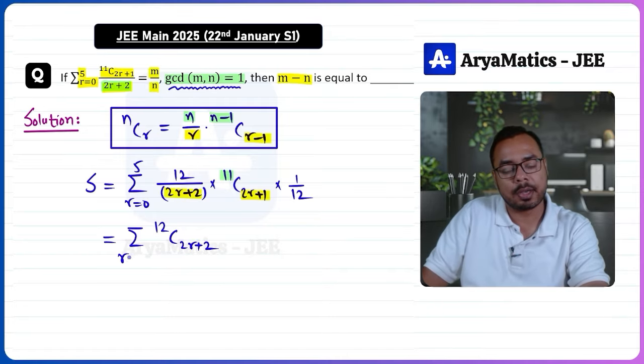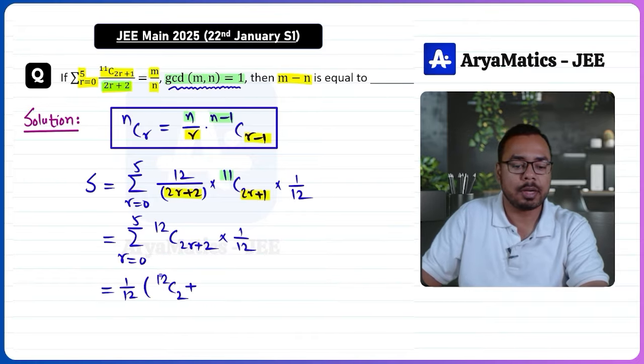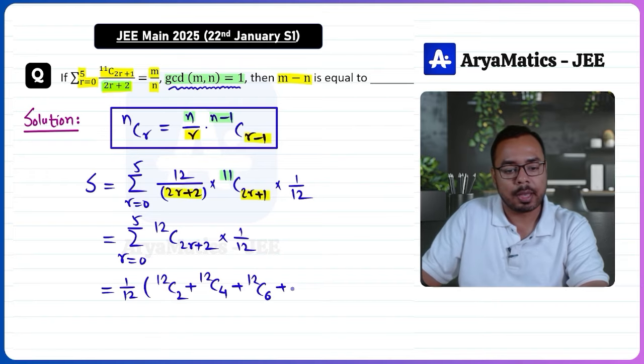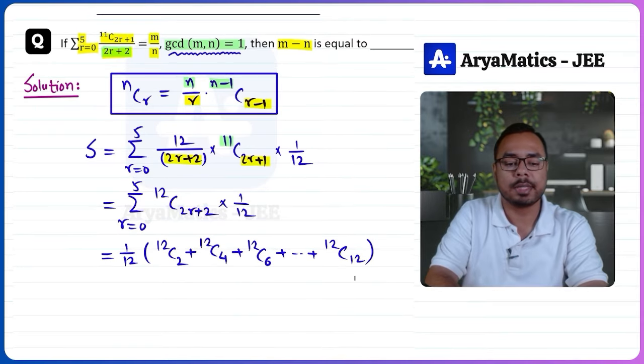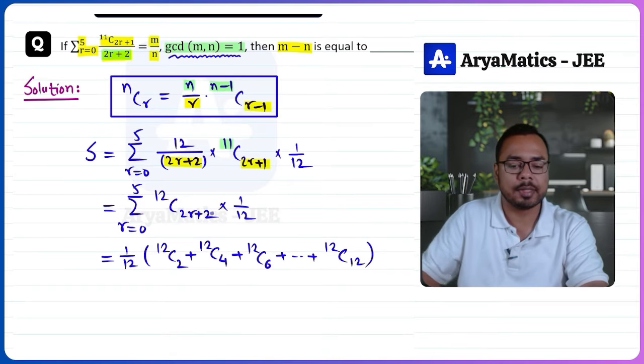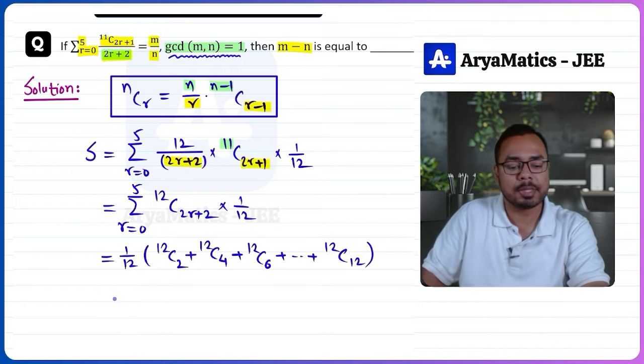So we can write this as the sum of 12C(2r plus 2), with r from 0 to 5, and 1 by 12 we can keep outside. And now this is a very simple problem. Inside 1 by 12, if we substitute r as 0, we get 12C2. If I substitute r as 1, we get 12C4. In this manner it will continue, and the last term, with r as 5, is 12C12. Now, this is a sum of even binomial coefficients: we have 2, then 4, then 6, up to 12. But you can notice that 12C0 is missing from here.